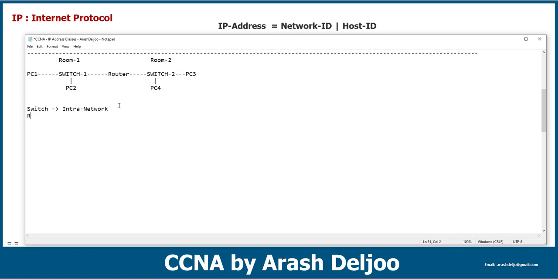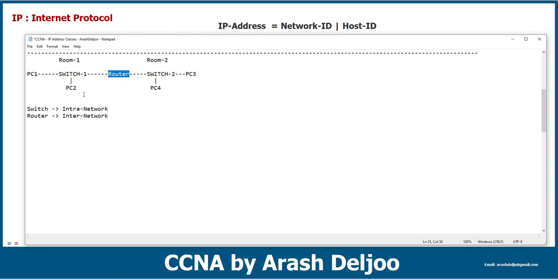A router is a device for routing, for communicating between different networks. Because of that, we call the router an inter-network communication device. With a switch, we have communication between devices inside of a network, and with a router, we can communicate between different networks. Switch 1 and switch 2 are used for connecting PC1 to PC2 and PC3 to PC4 respectively, and the router can be used for communication between these two, room 1 and room 2.